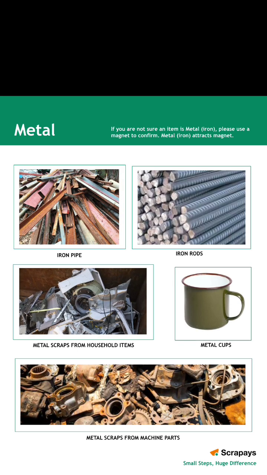Metals. So we collect iron pipes, we collect iron rods, we collect metal scraps from household items, we collect metal cups, we collect metal scraps from machine parts. If you are not sure an item is metal, use a magnet to confirm. Metal attracts magnets.